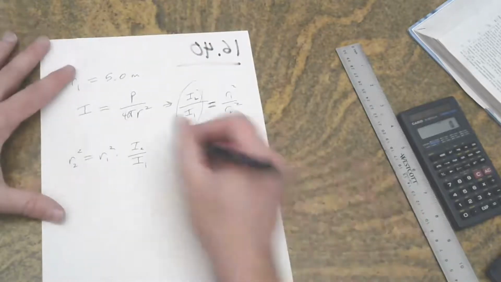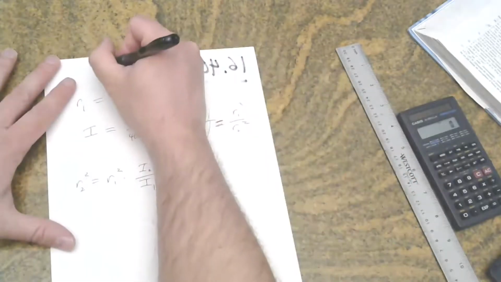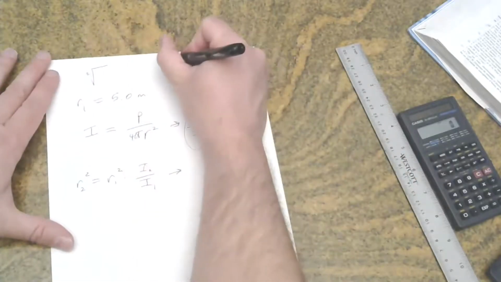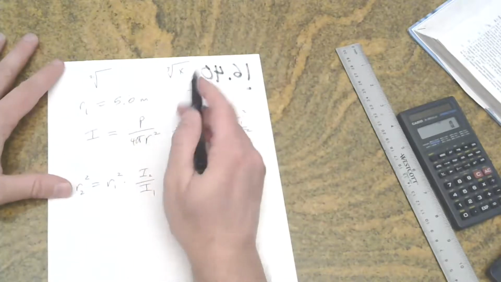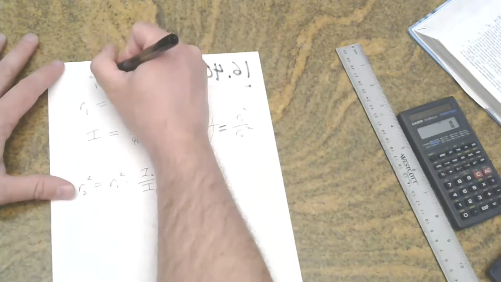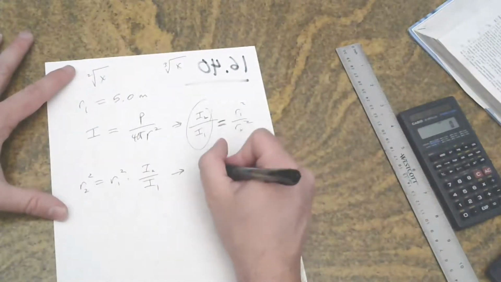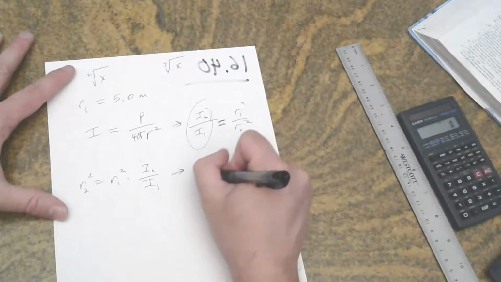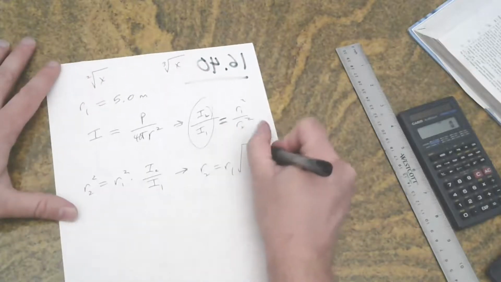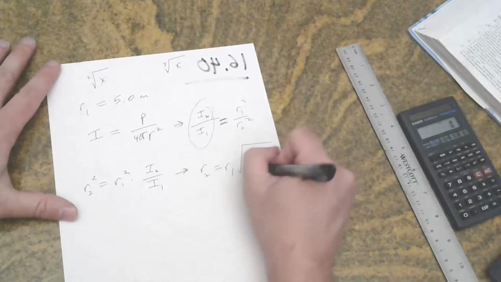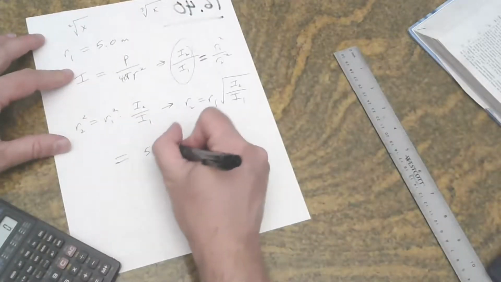Lastly, take the square root of it. I like to call it the tooth root. So you know how we call this the third root of x? I like to call this the tooth root of x, commonly known as the square root. Okay, so when we take the square root, this just becomes R1, and the ratio of the intensities is under the radical, and that's the 5 meters.